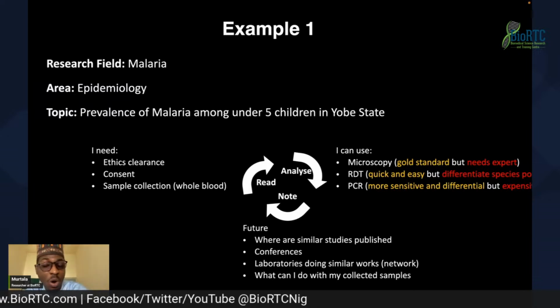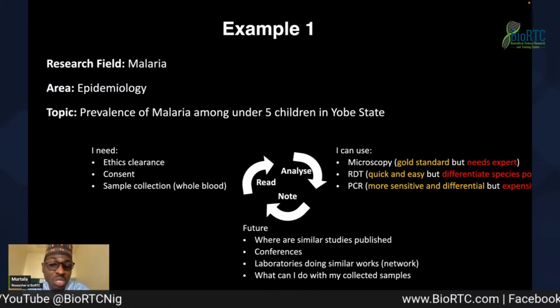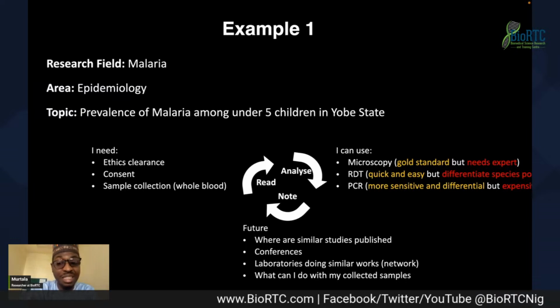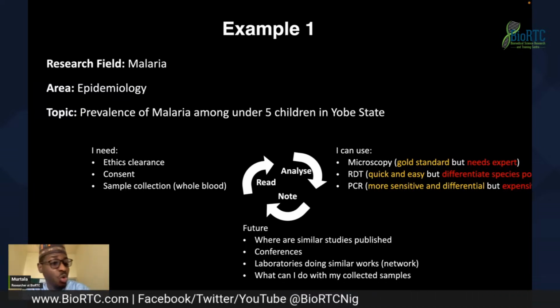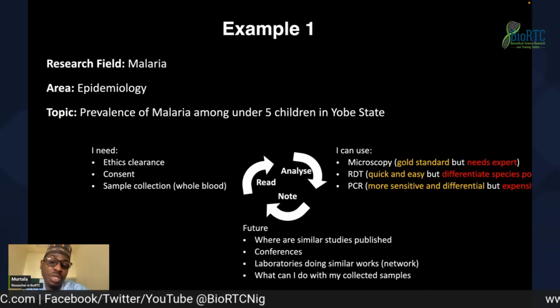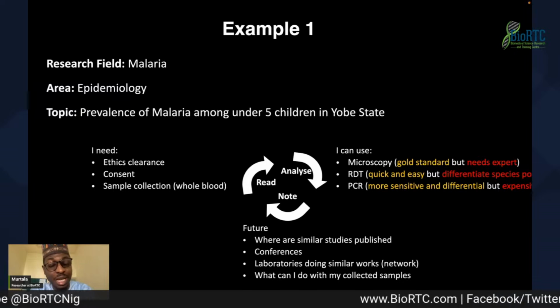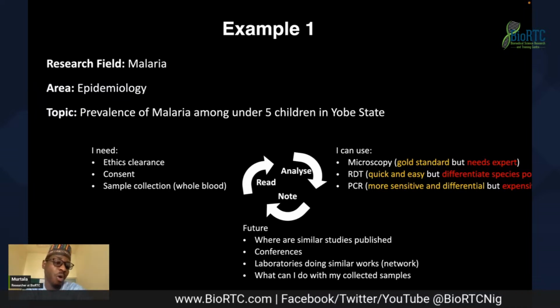Then RDT, although quick and easy, sometimes can't differentiate the species that you are dealing with. So that is a defect for RDT. Sometimes you discover that PCR, for example, is the most sensitive and differential, but you may not have the budget to conduct PCR. So these are some of the things that during your design you will optimize.